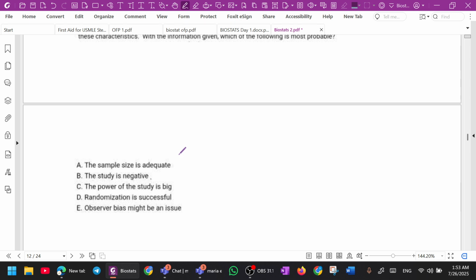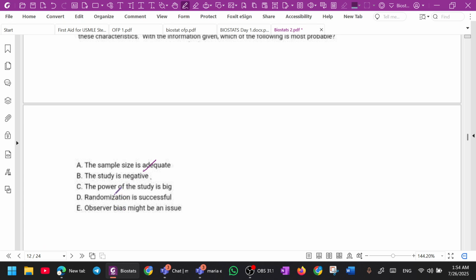The sample size is inadequate. How do you know? They didn't give you any numbers here. So that's not even an option, because they didn't give you any numbers. They basically just say, oh, we pick people, we put them here, we give them this, we make sure we match them by age and blah blah blah. So they didn't give you the numbers, so you cannot deduce the sample size is inadequate or that it's good or bad, because they didn't give you any information. Here B, they said the study is negative.